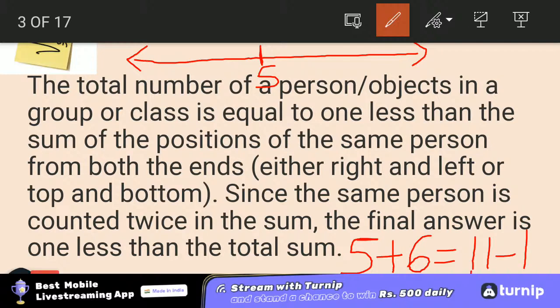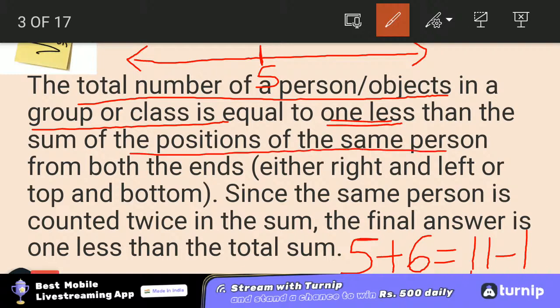So this is what is explained in the statement which you are reading above. The total number of persons or objects in the group or class is equal to one less than the sum of positions of the same person from both the ends. Because I was the same person when I took the example that I am fifth from the starting and sixth from the ending. So I am the only same person and I have counted my position twice.